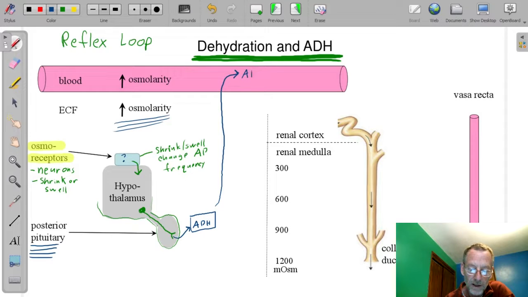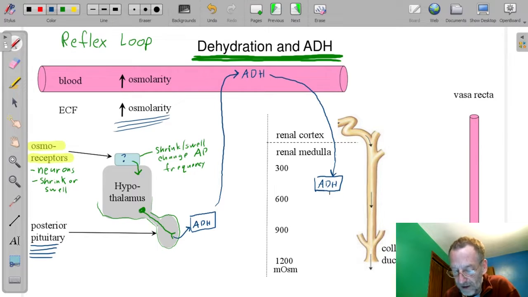and is carried throughout the body. It leaves the brain and goes through the blood. We know the target of ADH is the collecting duct cells. So ADH comes out of the blood at the kidneys. It's now in the kidneys and it targets cells of the collecting duct, and it causes those cells to transport water.